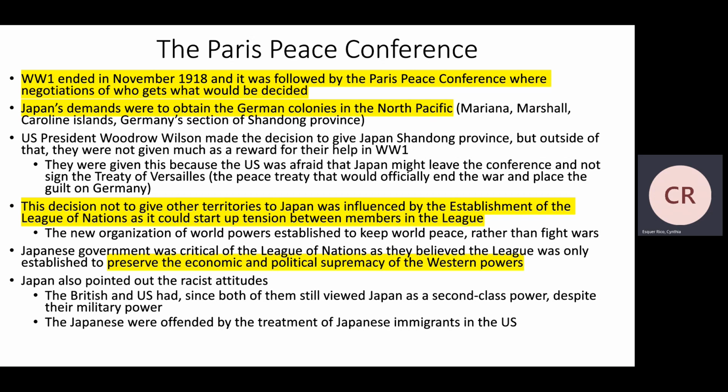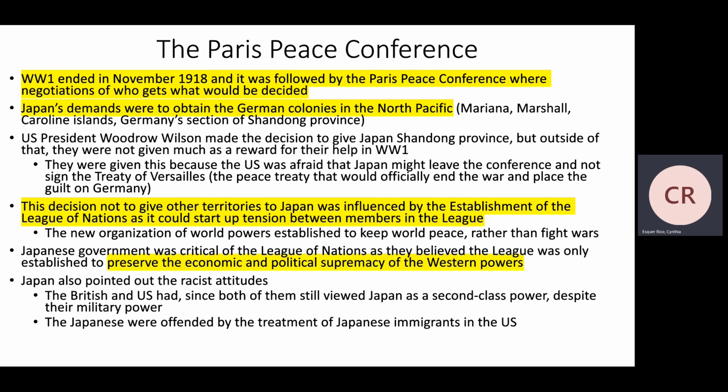The Japanese government was critical of the League of Nations, as they believed that the League was only established to preserve the economic and political supremacy of Western powers. Japan also pointed out the racist attitudes that were being held in the meeting. So basically, they were calling out names, and they weren't even filtering themselves. Hey, you British people and the US, y'all are being racist towards us, and you're not viewing us, the Japanese, as a power that is equal to you guys. You're seeing us as a second class power, despite the fact that their military did help out during World War One, right?